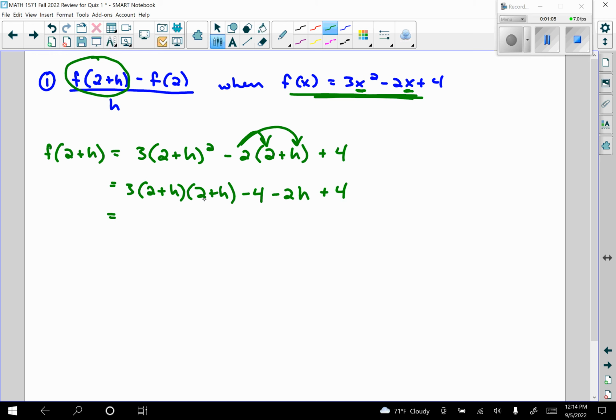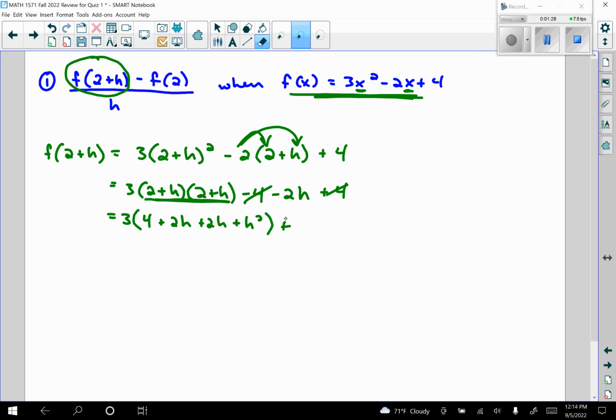Now when I go to multiply these three factors together, I'm going to actually multiply these two together first. I'm going to leave the 3 on the outside. Multiplying 2 times 2, that'll give us 4. The outside will give us a 2h. Inside will give us a 2h. And then last will give us an h squared. And if you notice here at the very end, minus 4 plus 4, we can go ahead and cancel those out now. And then we're just left with a minus 2h.